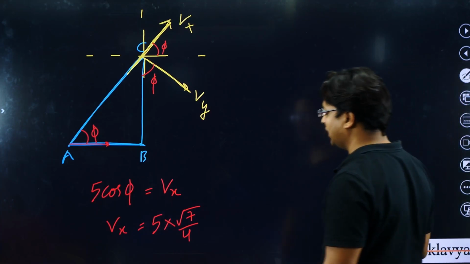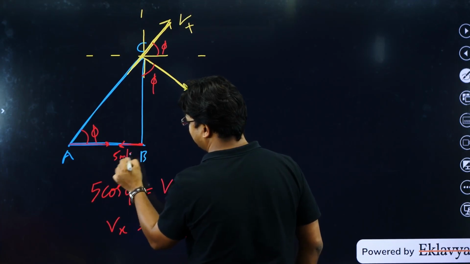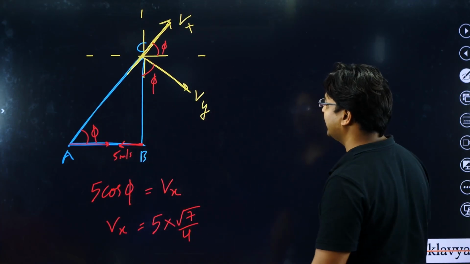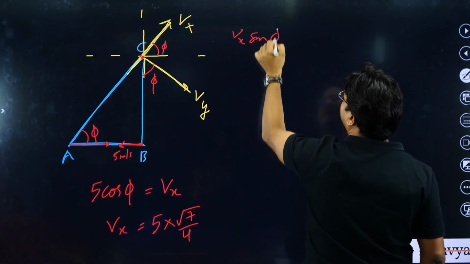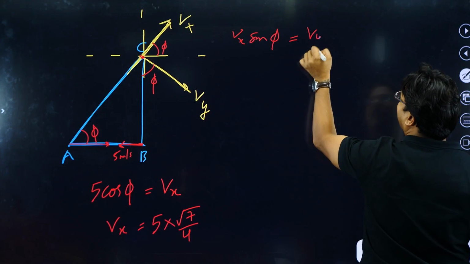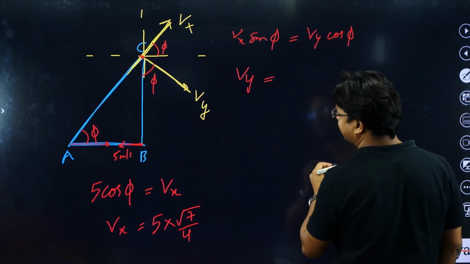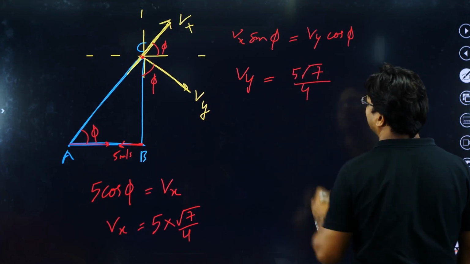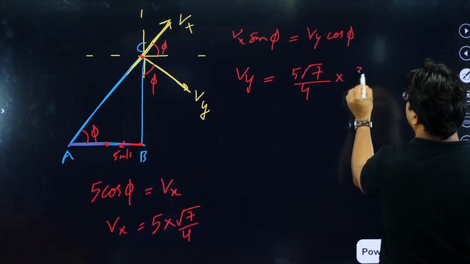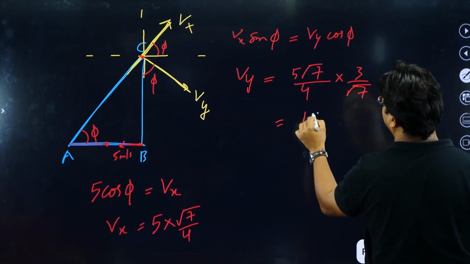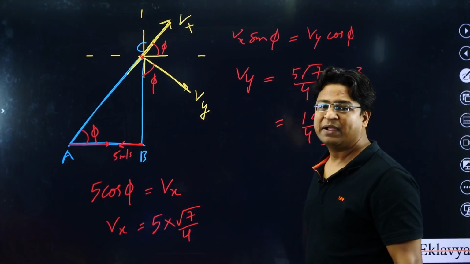Now to find Vy, we will use the fact that Vb, velocity of B along this direction, is 0. So velocity of C along this direction should also be 0, which means Vx sine phi should be same as Vy cos phi, or in other words, Vy should be equal to Vx tan phi. We have calculated Vx, 5 root 7 by 4. And how much is tan phi? Tan phi was 3 by root 7. So that will give us 15 by 4 meter per second. So we have found out the value of Vx, we have found out the value of Vy. So essentially we can do anything now.